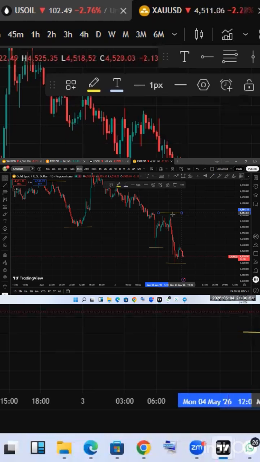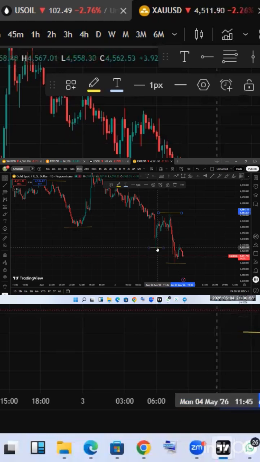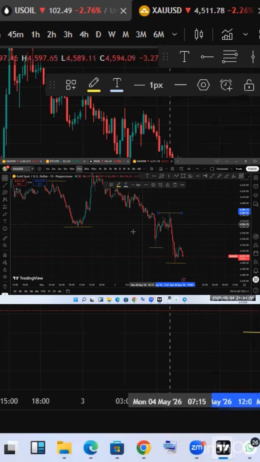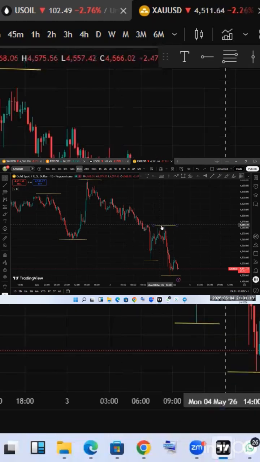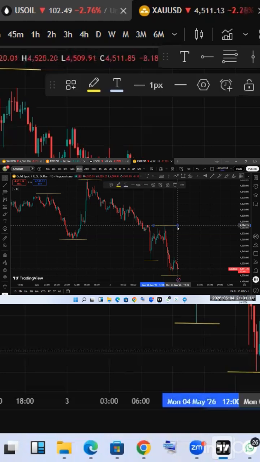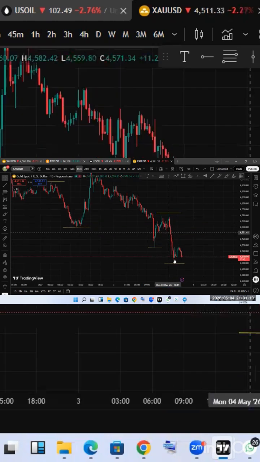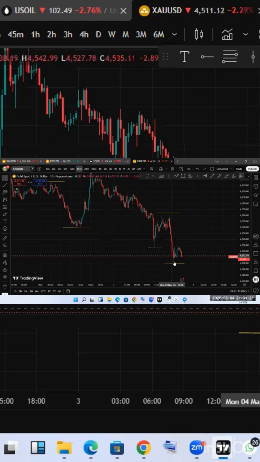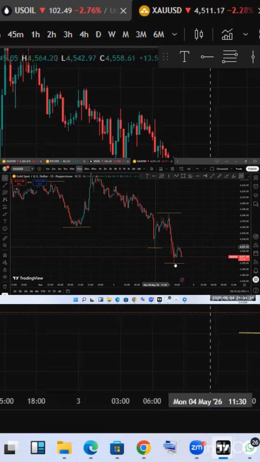Here becomes our new resistance because price dropped to this zone here. The moment price got here, buyers are in charge here. They try to push up, but the capacity of sellers is more in the market, so they bring the price down again. So the moment it broke this support again, this place becomes a resistance again.